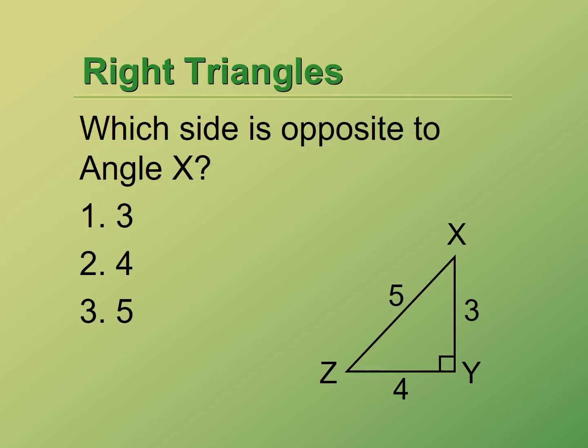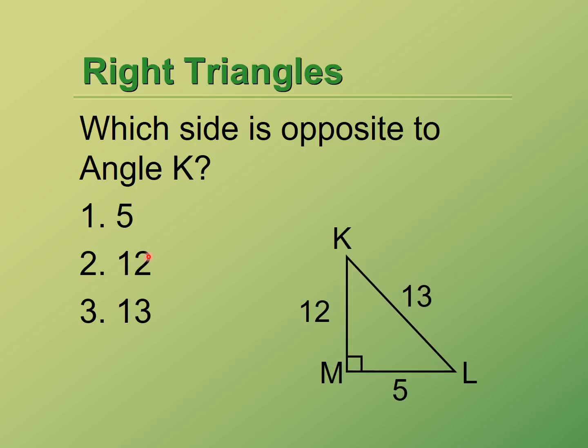All right, now, which side is opposite to angle X? So angle X is right here, and opposite would be the number 4, which is option number 2 here. Okay, which side is opposite to angle K? So here's K, so we go opposite, and we see a 5. So 5 is opposite to angle K.